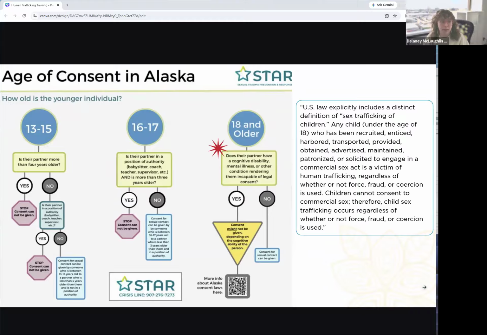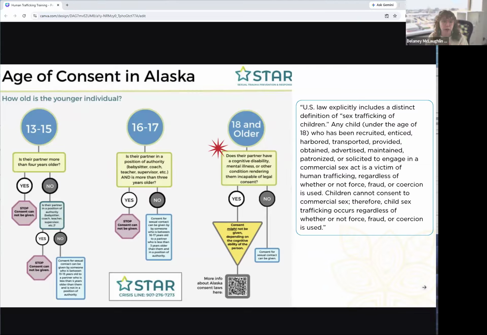As mentioned in the infographic, a caveat is if the person or partner is in a position of authority, like a babysitter, coach, teacher, supervisor, mentor, any sort of position of perceived authority, and is more than 3 years older, then consent cannot be given. A special note about trafficking is even if the person is over the age of 16, if they are under the age of 18 and they're engaging in commercial sex, or have been recruited into commercial sex in any way, that is still considered trafficking under the law. So it's a little confusing, that caveat.